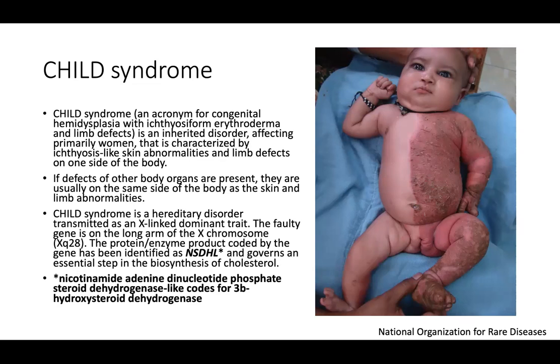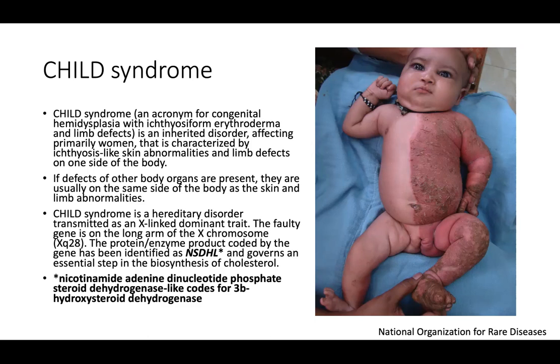It's an inherited disorder affecting primarily women that is characterized by ichthyosis-like skin abnormalities and limb defects on one side of the body. If defects of the other side and other body organs are present, they are usually on the same side of the body as the skin and the limb abnormalities.